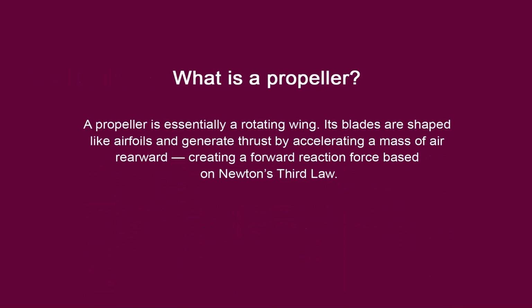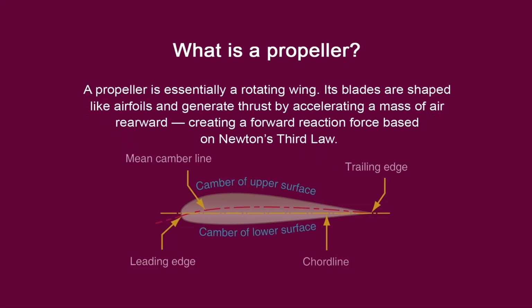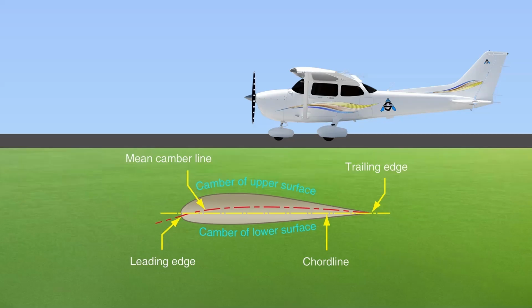First, a quick refresher. A propeller is essentially a rotating wing. Its blades are shaped like airfoils and generate thrust by accelerating a mass of air rearward, creating a forward reaction force based on Newton's third law. The efficiency and performance of a propeller depend heavily on its design, which is why different types exist for different aircraft and mission profiles.